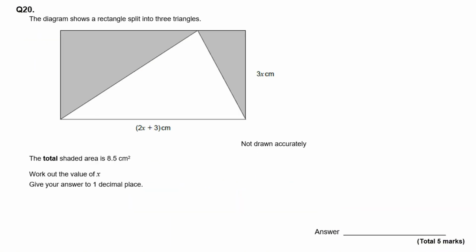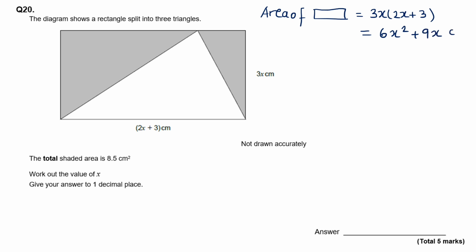Question 20. The diagram shows a rectangle split into 3 triangles. Okay, the total shaded area is 8.5 centimetres squared. Work out the value of x, give your answer to one decimal place. Okay, we need to find out the area of the rectangle, area of the triangles, and take them away to find out the shaded area, and then we can equate it to 8.5. So I'm going to break it down, and I'm going to write it down as area of the rectangle, which is going to be 3x times (2x plus 3), and that is 6x squared plus 9x centimetres squared.